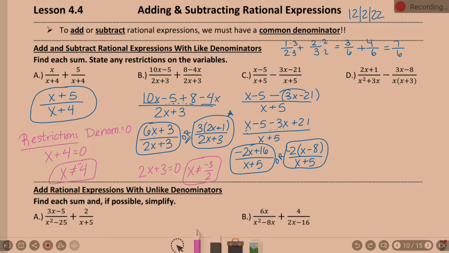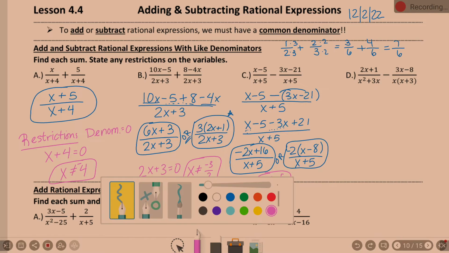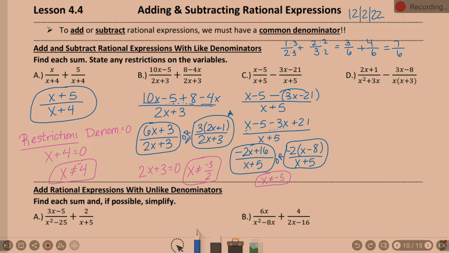Is there any excluded values? Is there something x cannot equal here? Oh, wait, yes. What can x not equal? Negative 5. And I kind of filled all my other space, so we're going to write it like that. Oh gosh, I don't have any room. Alright. Okay.